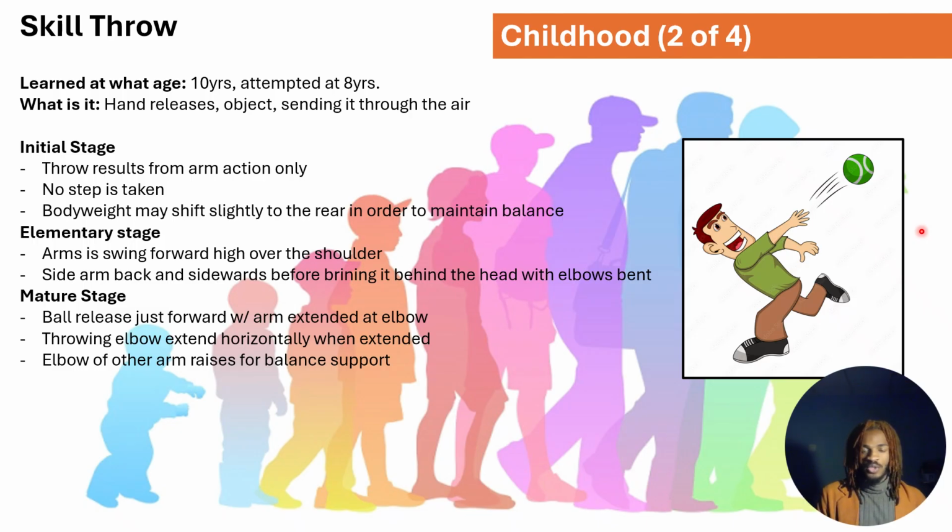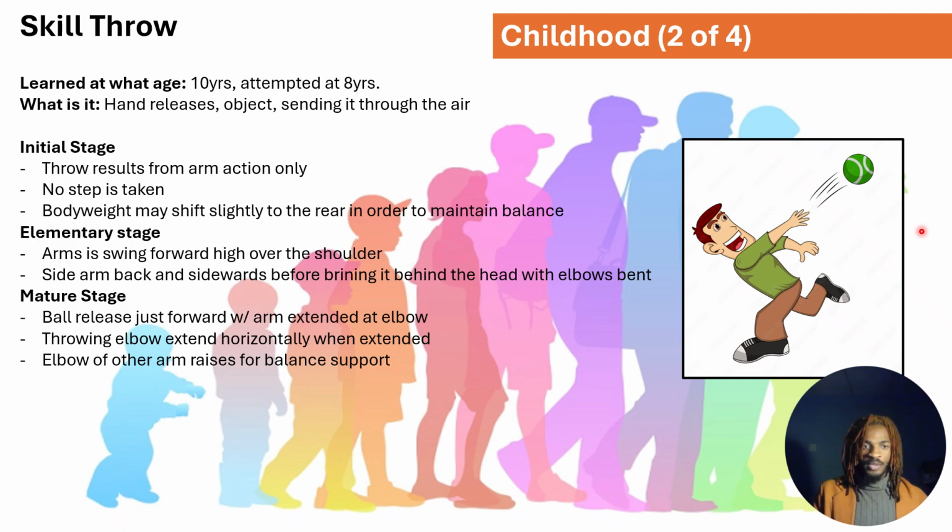During my initial stage of throwing, I only had arm action. I then take a step and shift my body weight backwards. During my intermediate stage of throwing, my arm swings forward and high over my shoulder, and I also have a sideward and backward swing before I bring it behind my head with my elbow bent.